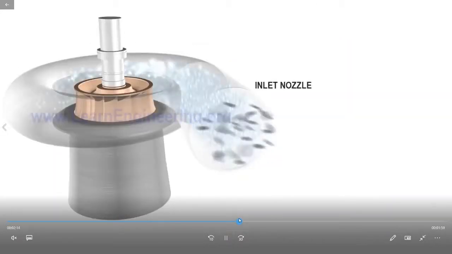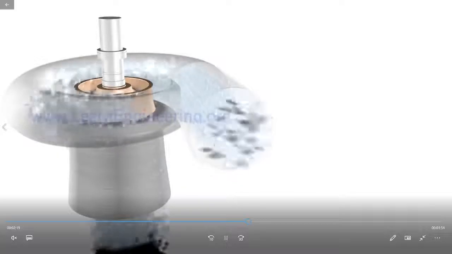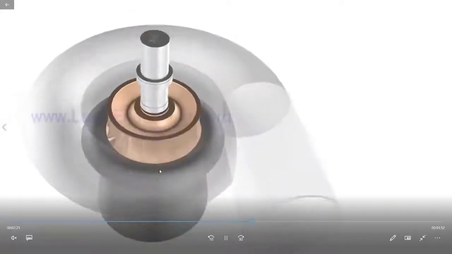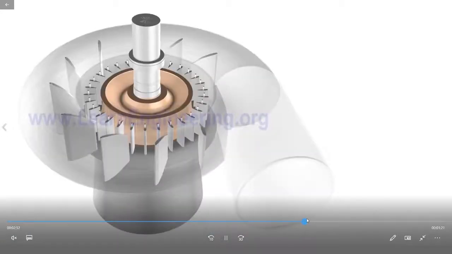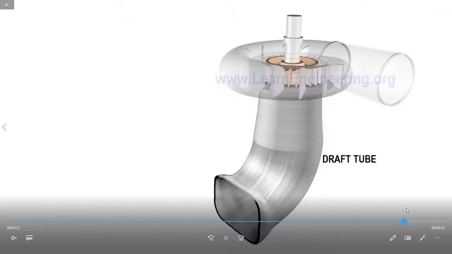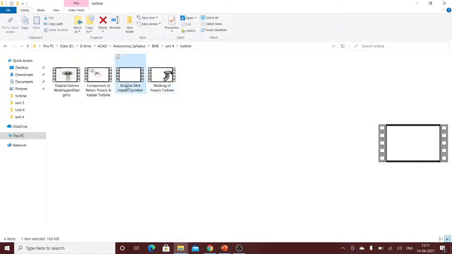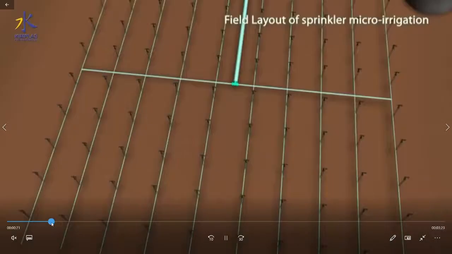See here, water enters. Inlet nozzle is there. When water enters into the turbine, due to the velocity, blades will move and it will exit axially from the draft tube. This axial portion is called a draft tube. Then second, Kaplan turbine, how it works, we'll see.